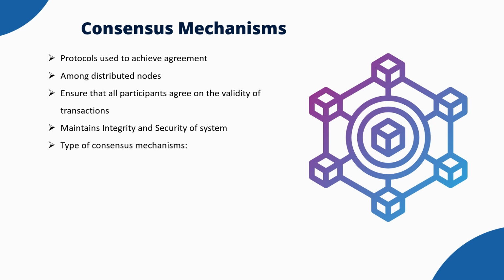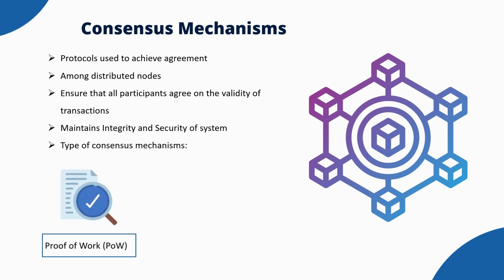There are many types of consensus mechanisms, but some of the most used are proof of work and proof of stake. In proof of work, miners compete to solve a complex mathematical puzzle. The first one to solve the puzzle gets to add the next block to the blockchain and receives a reward, usually in the form of cryptocurrency. It is secure because altering any part of the blockchain requires redoing the work for all subsequent blocks, which requires an enormous amount of computational power. A famous blockchain that works on this mechanism is Bitcoin.